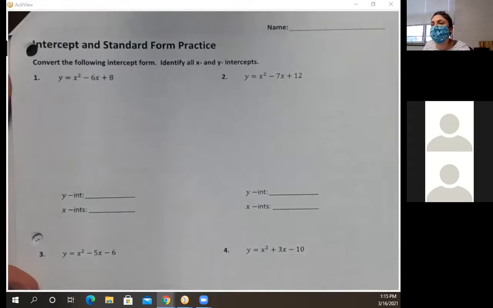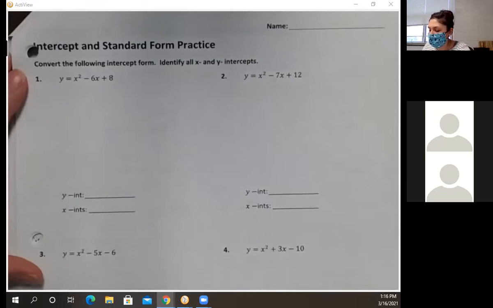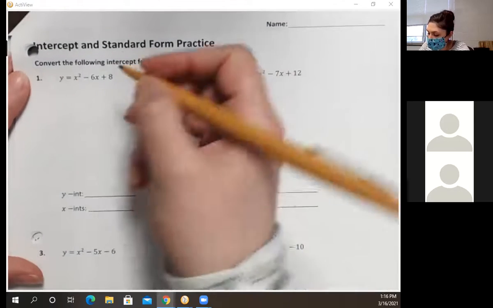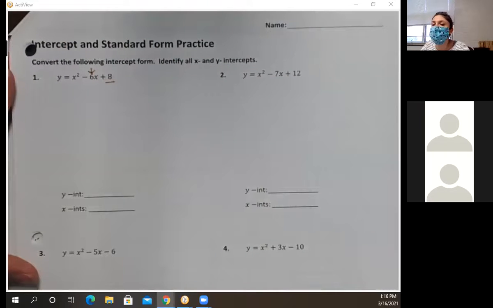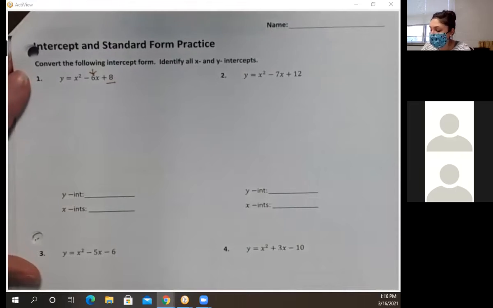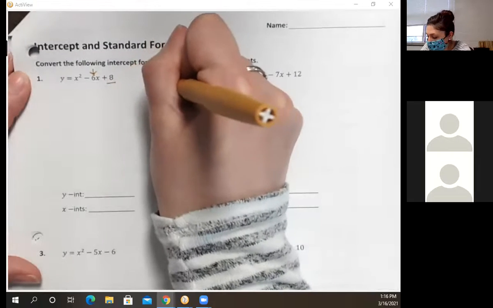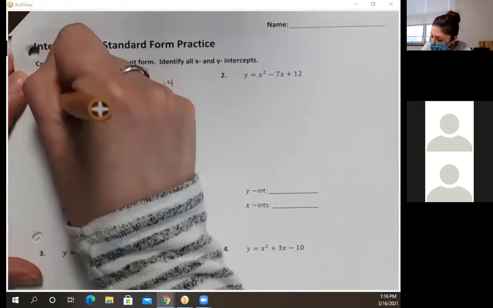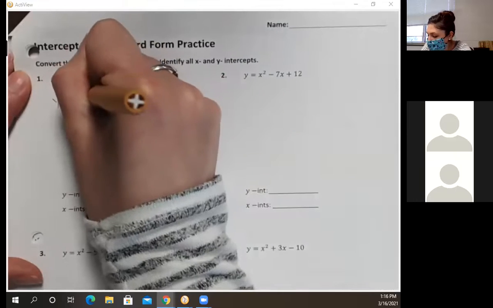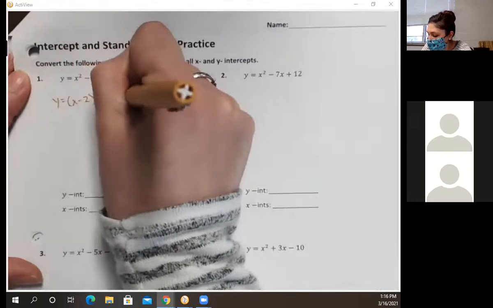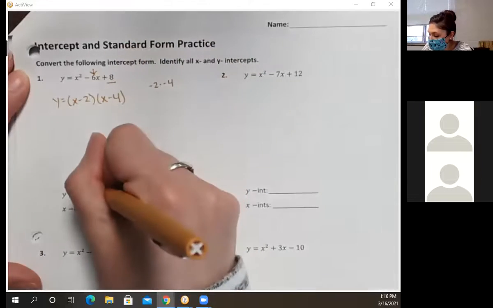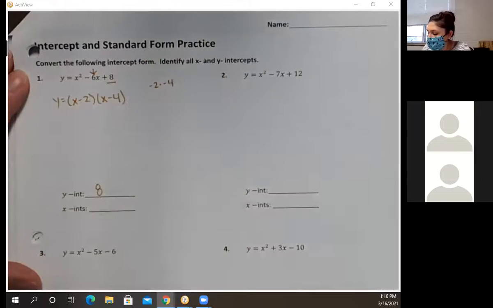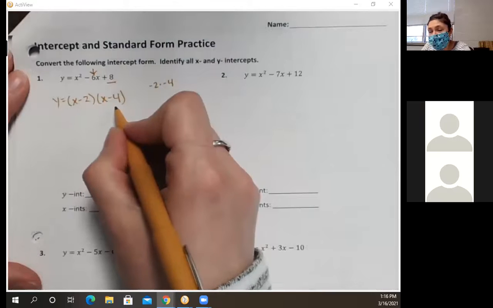Okay, let's take a look at our problems on page 19. Number 1, I want factors of 8 that add to negative 6. What are the factors that I want? Negative 2 and negative 4. So my factored form would be x minus 2 times x minus 4. My y-intercept is 8, that comes from standard form, and my x-intercept would be positive 2 and positive 4.